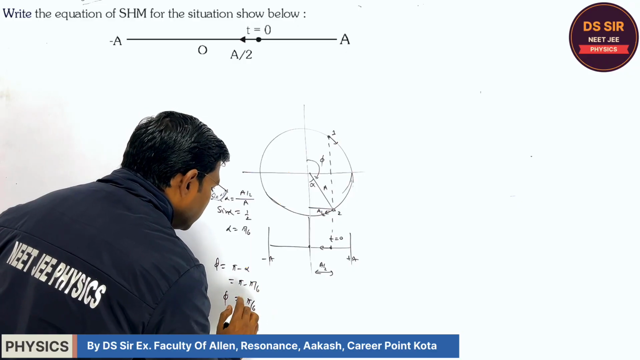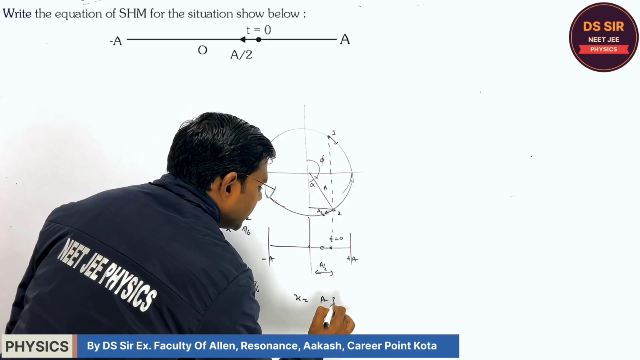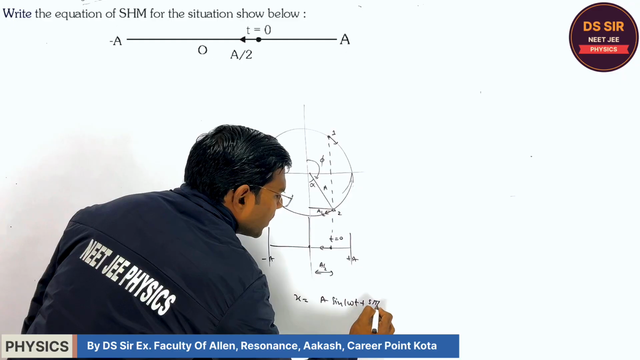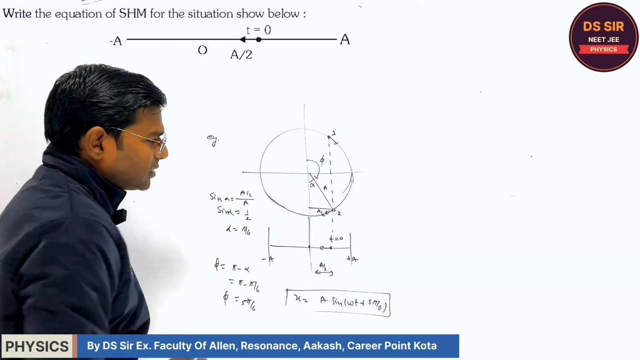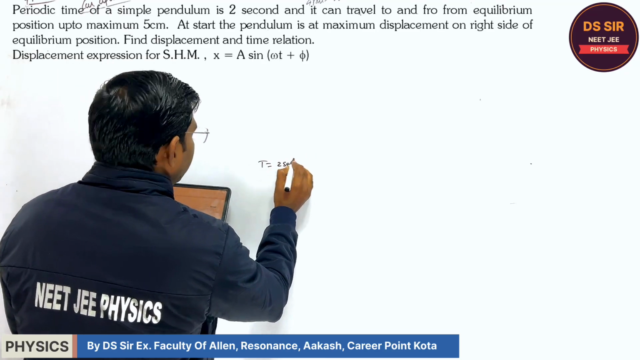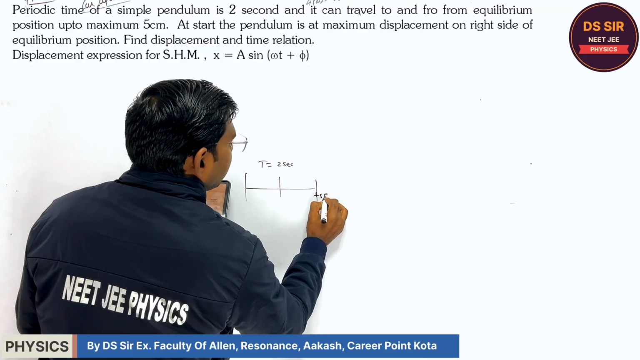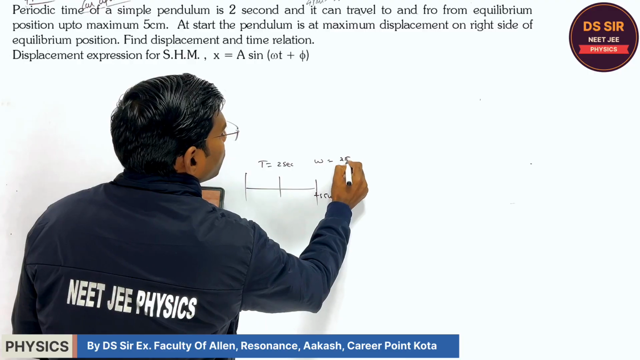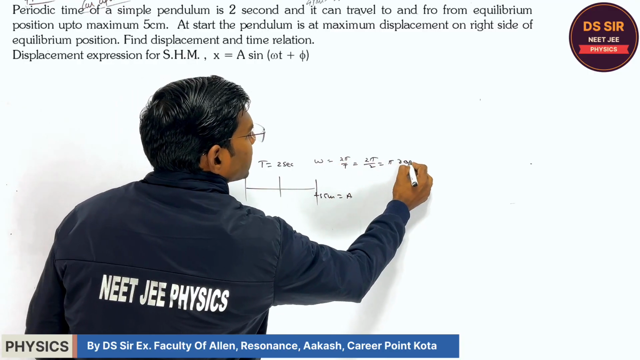Right? So what is the equation of the SHM for the displacement you will write? A sine omega t plus phi. This is 5 pi by 6. Right? This is the displacement. Copy this. Let me do this. The time period is what? 2 seconds in this question. The maximum displacement is what? Say 5 centimeters. So it is amplitude. So the omega you will write 2 pi by T. 2 pi by 2 is equal to pi, pi radian per second.